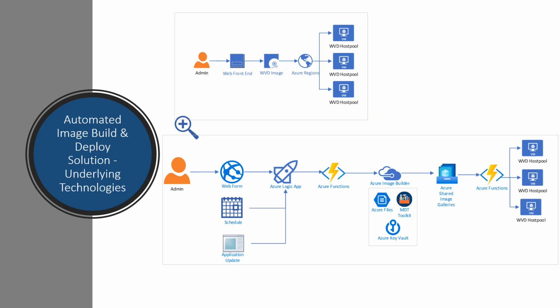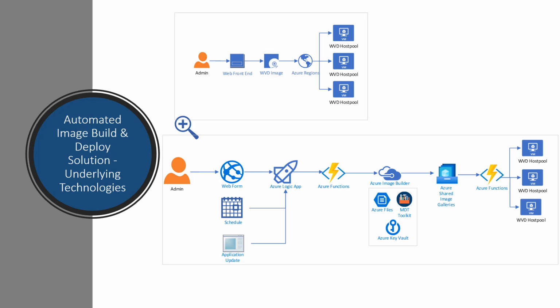So the actual tools that we used are here. Like I said, there were multiple triggers. We got the web form for the manual initiation. Schedule, so once a month they also wanted the image to be created. So after a new gallery image is created, they wanted to be based on that because that has all of the patches in it. And also, just in case they've got a line of business app that they needed to create a new image from, if that application updated as well.